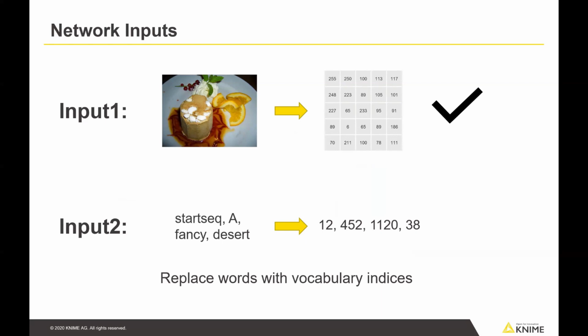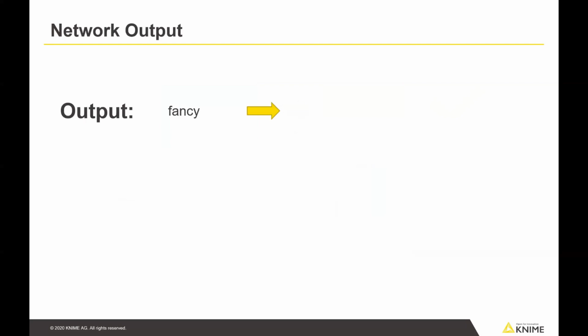The index itself does not matter as long as the index never changes while we do this image captioning, and then we just replace each word by its index, and then we have numbers which we can feed into the network.